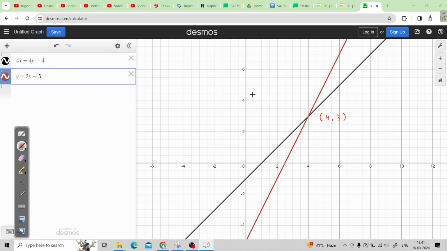Such a system of equations which has one solution is called consistent. This is a consistent system of equations, consistent and independent, when you have one solution.